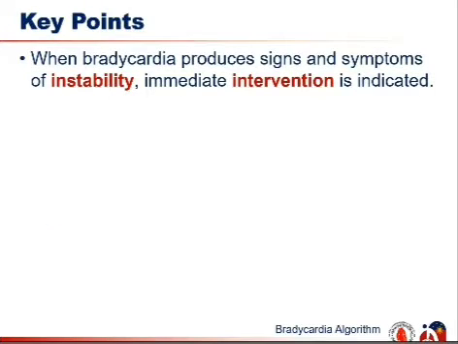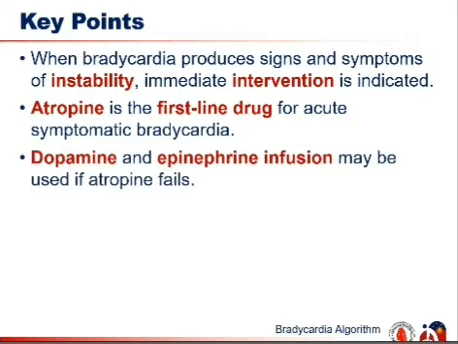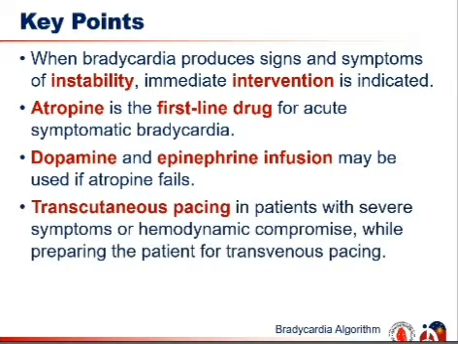When bradycardia produces signs and symptoms of instability, immediate intervention is indicated. Atropine is a first-line drug for acute symptomatic bradycardia. The recommended atropine dose for bradycardia is 1 mg IV every 3 to 5 minutes to a maximum total dose of 3 mg. Dopamine and epinephrine infusion may be used if atropine fails. And lastly, transcutaneous pacing should be considered in patients with severe symptoms or hemodynamic compromise while preparing the patient for transvenous pacing.